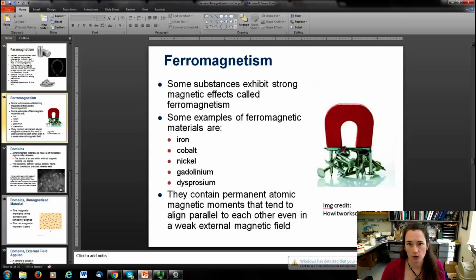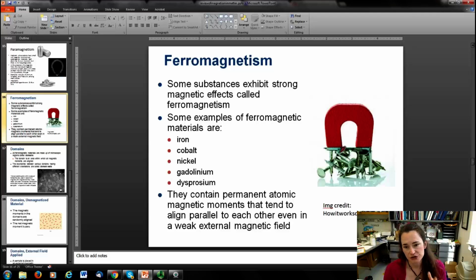Okay, next category, ferromagnets. These are the ones that we make permanent magnets out of. Now, these substances exhibit strong magnetic effects, and we call this ferromagnetism. Some examples of ferromagnetic materials include iron, cobalt, nickel, and then your rare earth elements that give you those really super strong magnets that you've probably played with and pinched your skin with if you put it on your hand.